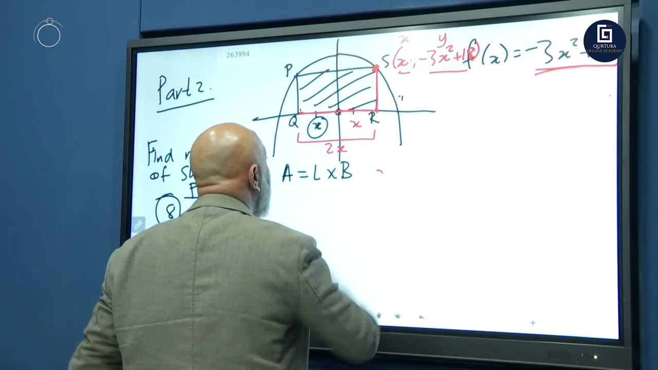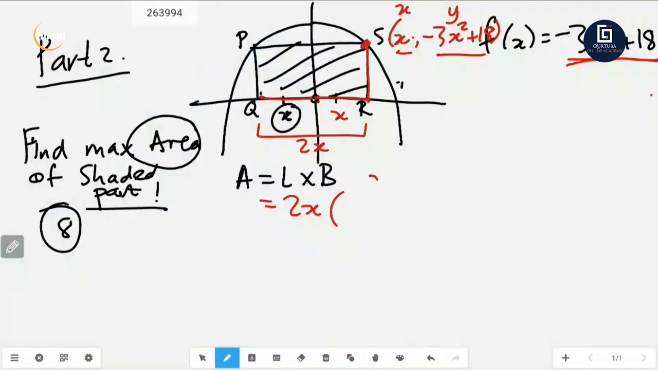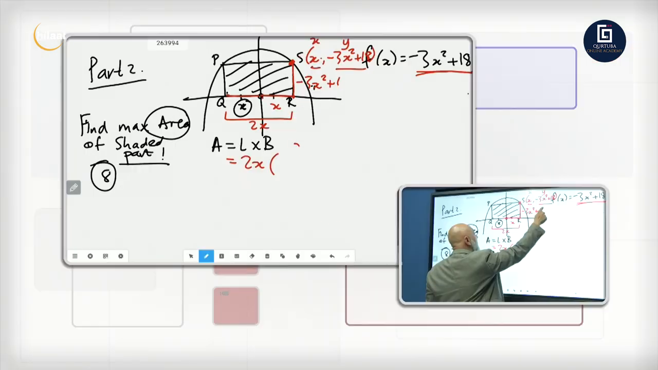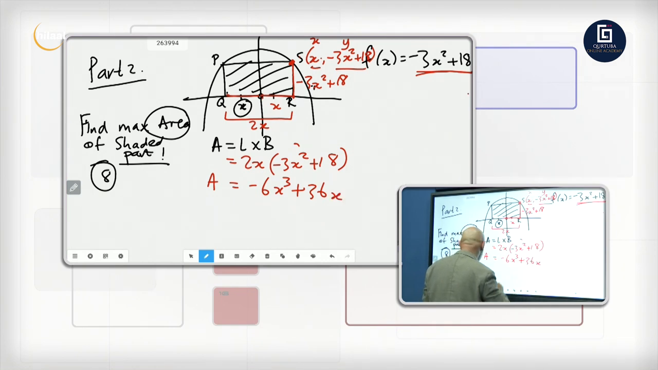Now area is equal to length times breadth. What's my length? 2x. Multiply by my breadth, which we found, which is my distance here, minus 3x squared plus 18. Let's multiply that out. So area is equal to positive times negative is a negative, 2 times 3 is 6, x times x squared is x cubed, plus 2 times 18 is 36x. And there we go. That is your area in terms of x.